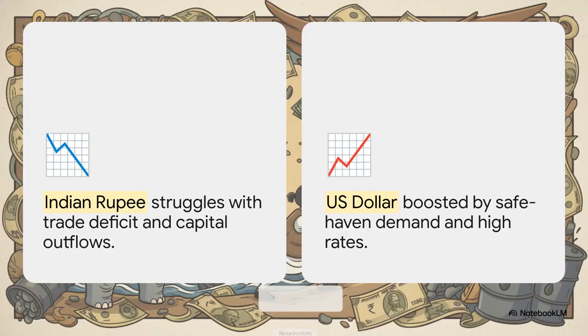In this macroeconomic tug of war, the Indian rupee is really struggling with that widening trade deficit and massive capital flight. On the other side, you've got the US dollar, the undisputed heavyweight champion. And what's really interesting here is the dollar's status as a safe haven asset. Whenever there is global geopolitical uncertainty, investors panic and immediately flock to the dollar for safety. That massive global demand inherently makes the dollar stronger, which, by mathematical default, just pushes the rupee lower.